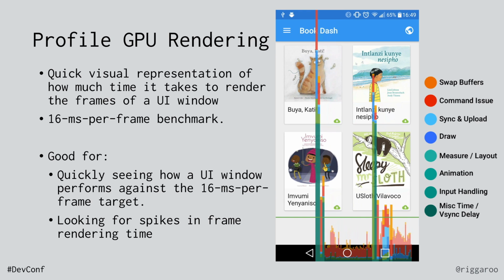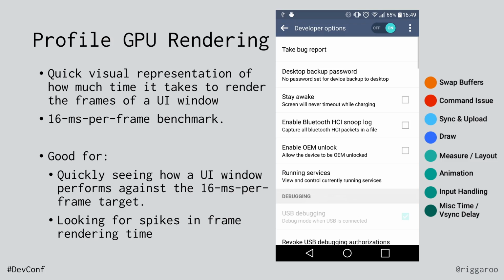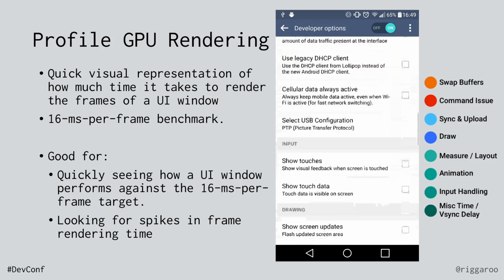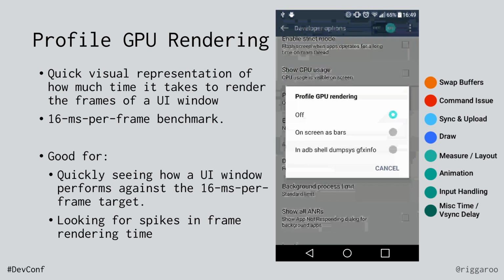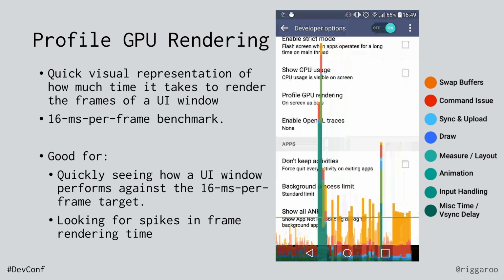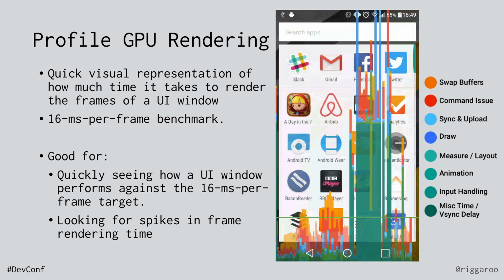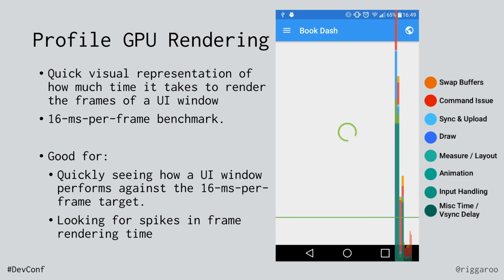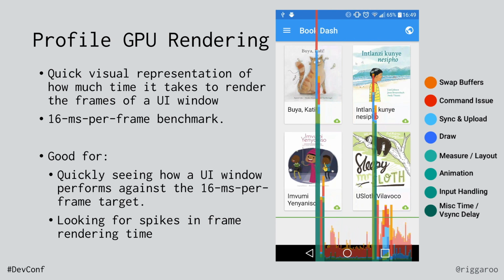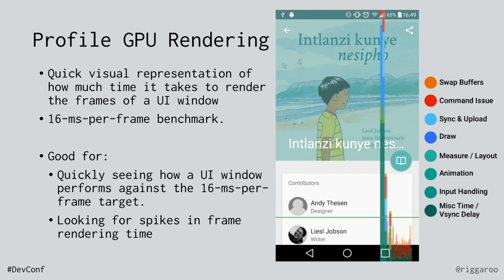If we go to developer options again on our phone, all you need to do is select Profile GPU Rendering, on the screen as bars, and then you'll see a nice little graph starting to form. The green line that's drawn horizontally is actually how long your app should be taking to render its frames. So you can see I've got quite a few frames that are actually taking too long to render.